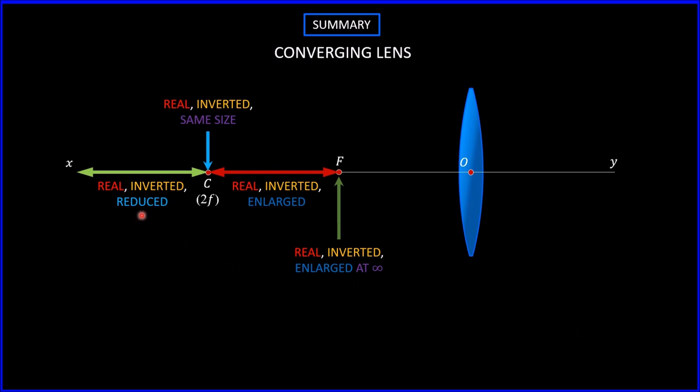This is for position. The converging lens produces the real image. A real image always goes with inverted. Real image, inverted. For the positions, by order: smaller, same size, larger, and super large.